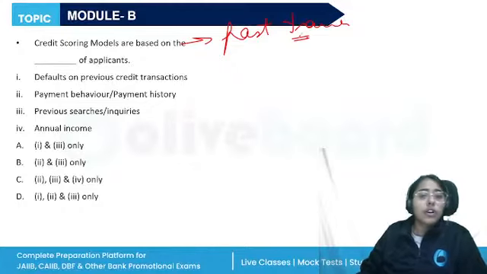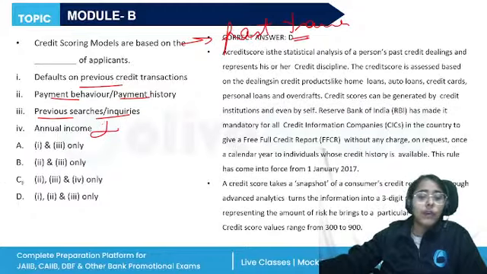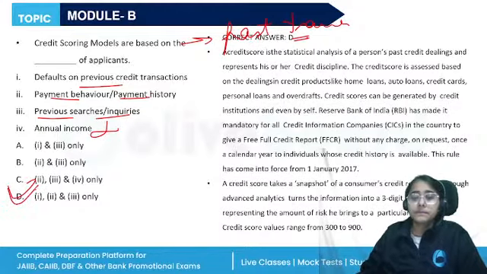So, the credit scoring model is based on the defaults on the previous credit transaction, payment behavior, and the payment history, previous searches and inquiries, but not on the annual income. So, 1, 2, and 3. Again, the whole explanation is given for you. Credit score is assessed based on the dealings in credit products like the different types of loans.